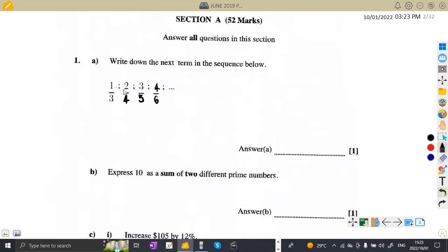If you add 1 here, we get 2. If we add 1, we get 4. If we add 1, we get 3. If we add 1, we get 5. So for the next term, we add 1 to this 4, and the same thing on this 6. You're going to add 1. So that will be 5/7. That is the simpler part that you're going to have in this case.